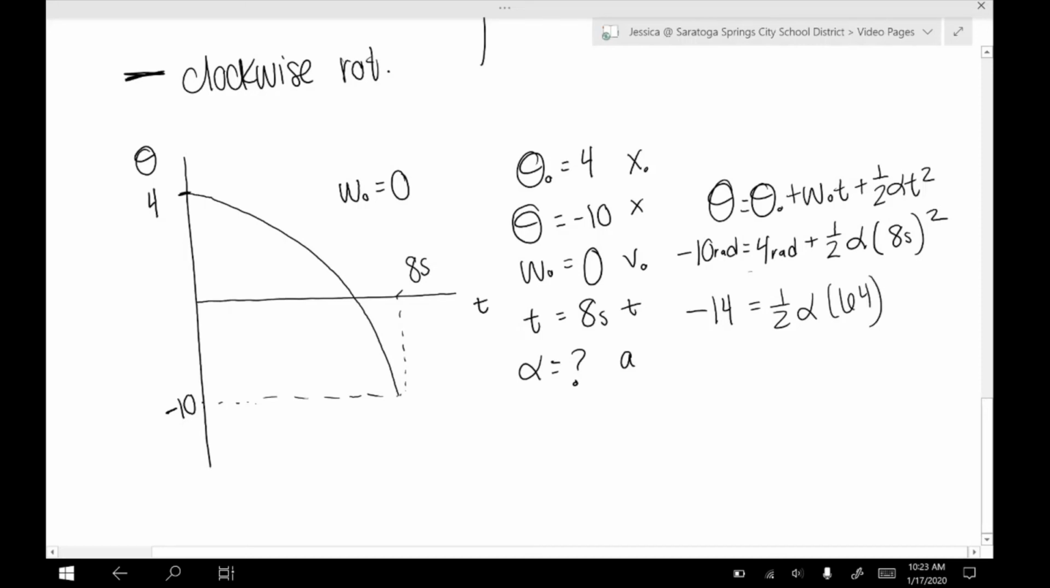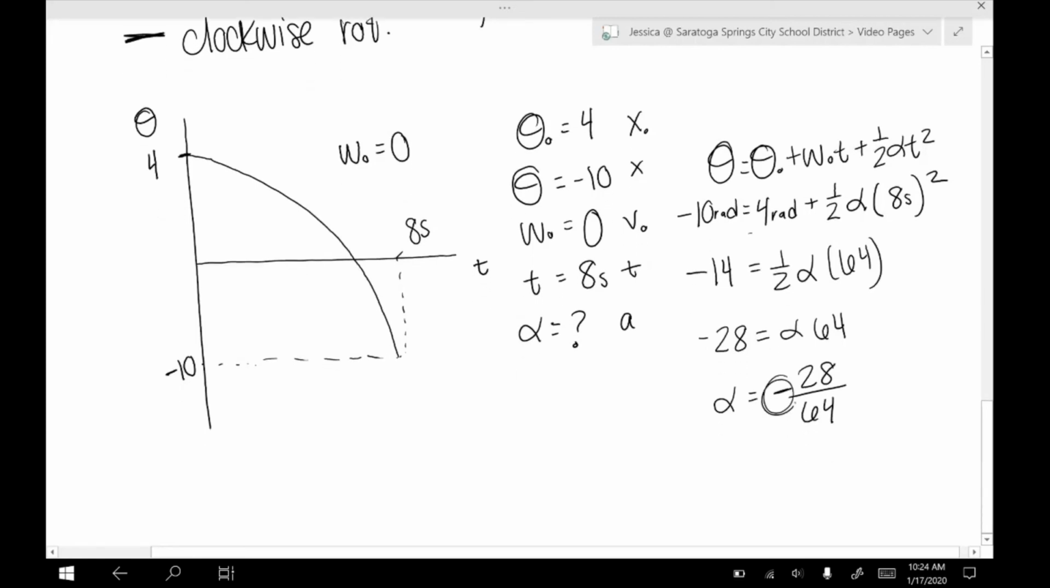Okay. Then I multiply both sides by 2, so I get -28 is alpha 64. And my angular acceleration ends up being -28 over 64, whatever that simplifies to. And again, it makes sense that it is negative because the object is moving in the negative direction.